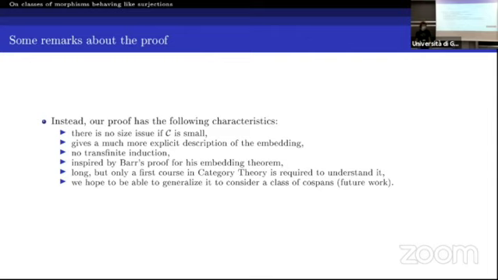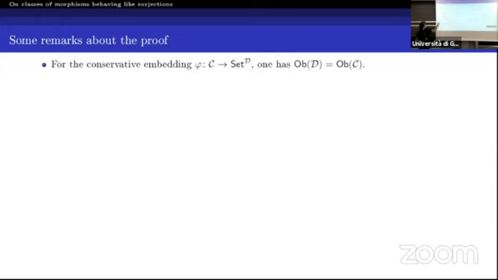Thank you. And so I'm going to conclude by giving you an idea of the description of this embedding for the conservative embedding. So for the conservative embedding, we need first to construct the category D. I'm not going to say what it is, but just that the objects of D are the same as the objects of C.